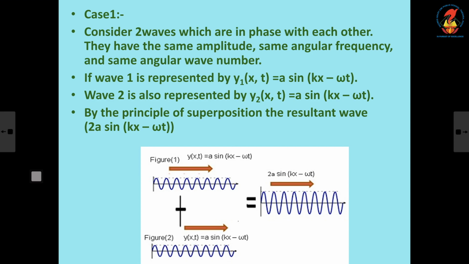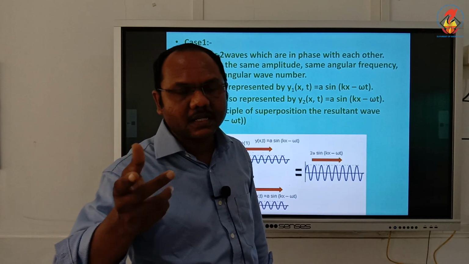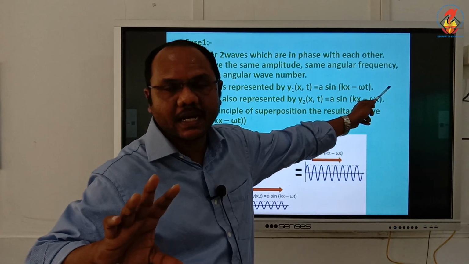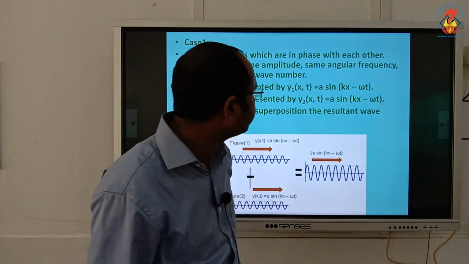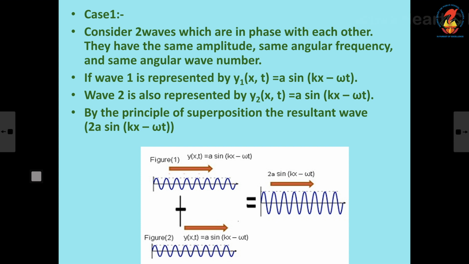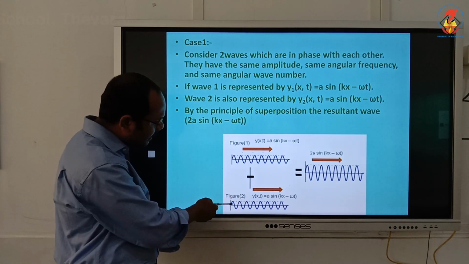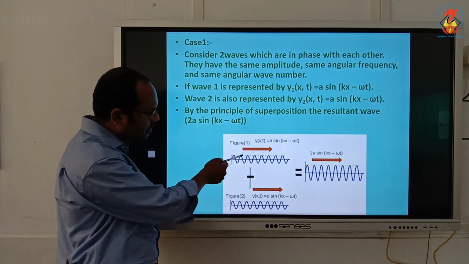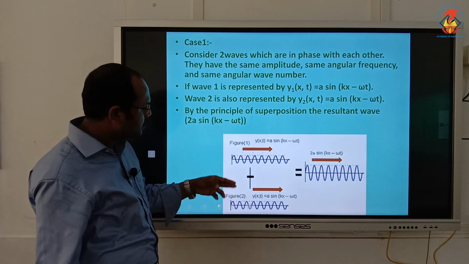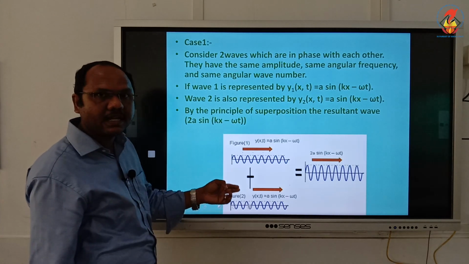You can either write omega t minus kx, or you can write kx minus omega t. It doesn't make any difference. So the first wave is represented like this. Now the second wave, y2(x,t) equals a sin(kx minus omega t). Both waves have the same amplitude, and you can see both of them have the same phase itself. This is the pattern of the first wave, this is the pattern of the second wave. You can see crest and crest are coming in the same way, and troughs are coming in the same way. So crest is interfering with crest, trough is interfering with trough.